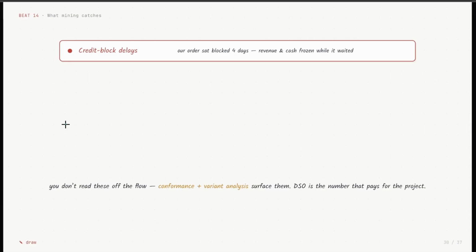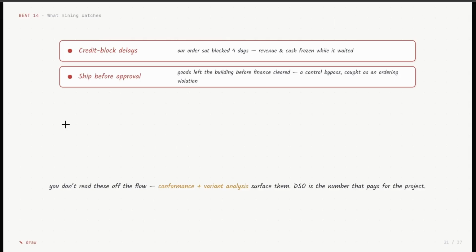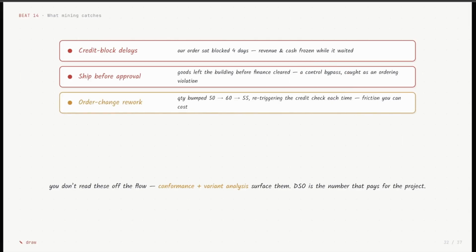So what can we mine in O2C? First of all, we have created block delays. This happens when our order is sitting for 4 days and revenue and cash are being frozen and not being used. So we can solve that. Then we can solve the ship before approval issue. So this happens when you have goods leaving the building before finance cleared. So we have a control bypass here. This is caught as an ordering violation, of course, and we can avoid it.